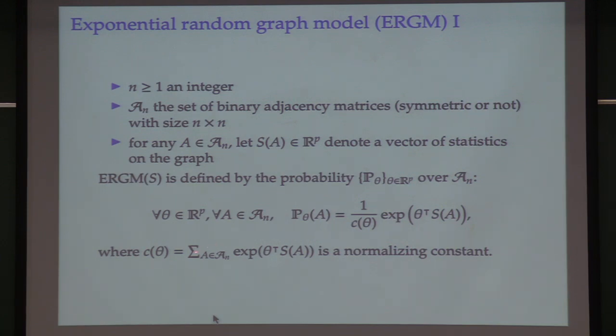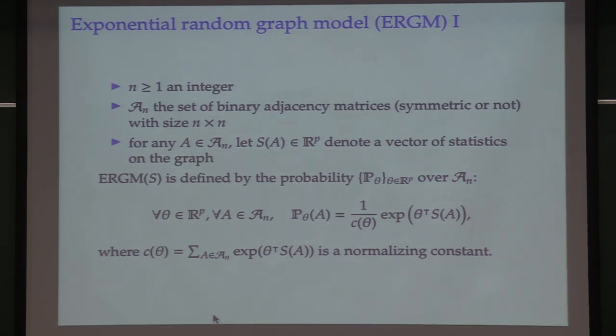So here, that C(theta) is a sort of normalizing constant, and in practice you cannot compute it, because it's a sum over all possible graphs of those quantities, so that's a huge sum.